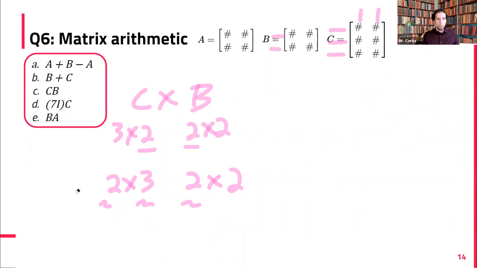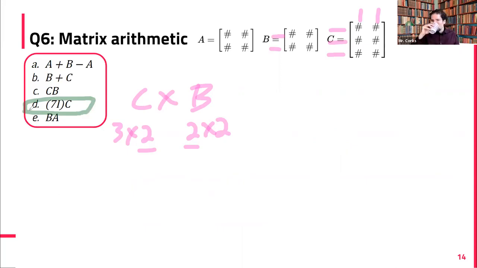All right, last one I'll talk about here, D. Some people had trouble reading D. So can someone just read out loud question D for us? What exactly does it say? 7I multiplied by C. 7I. I is our special identity matrix. A lot of people read it as 71. It's not a 71, it's 7I, the identity matrix.